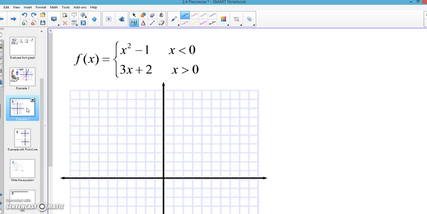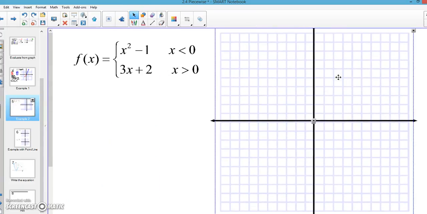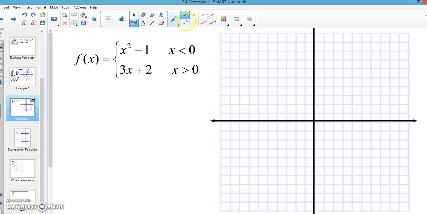So f of x is defined as x squared minus 1 if x is less than 0, and 3x plus 2 if x is greater than 0. So the first thing we're going to want to do is to draw it. So I'm going to use the T-chart method because in the past that is the way that people have typically preferred. If you want to rely on your knowledge of parabolas and lines to draw it and erase the parts that you don't need, you are welcome to do so.